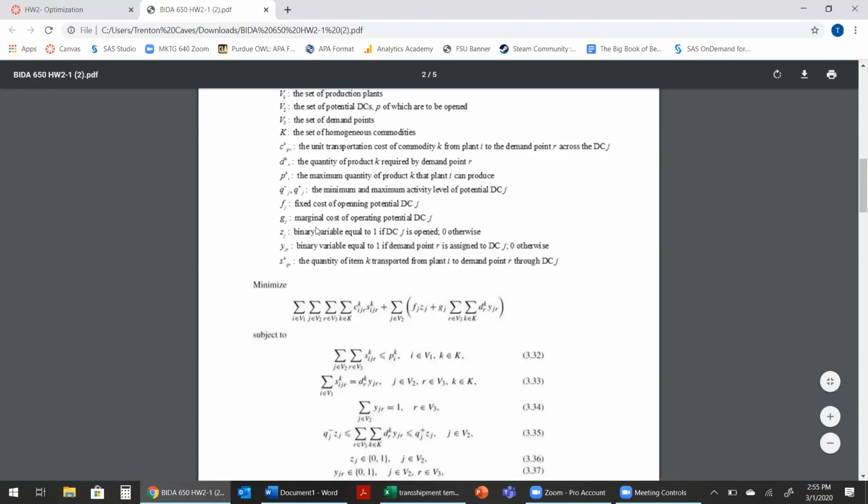V2, it says, is the set of potential DCs, P of which are to be opened. DCs are distribution centers. So looking back again at our transshipment question, those corresponded to our warehouses.